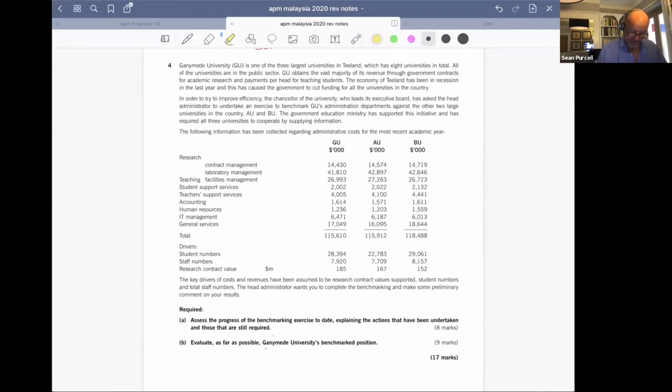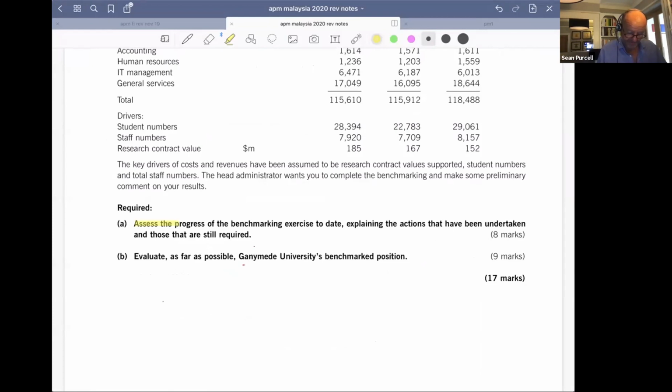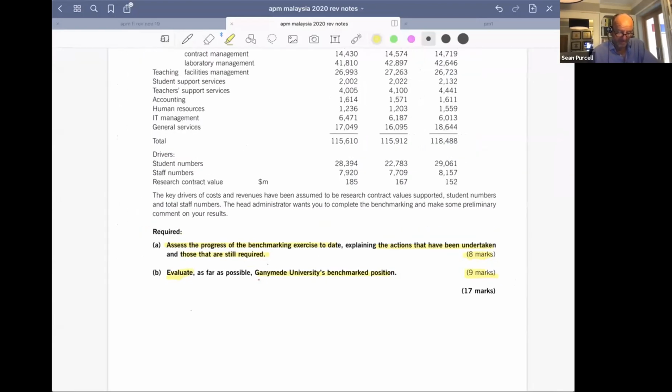So here: assess the progress of the benchmarking exercise to date. Explain the actions that have been undertaken and those that are still required. 8 marks. Evaluate. So again, assess. So how's it doing? Evaluate Ganymede's benchmark position, 9 marks. So relatively equally split. What are they benchmarking?